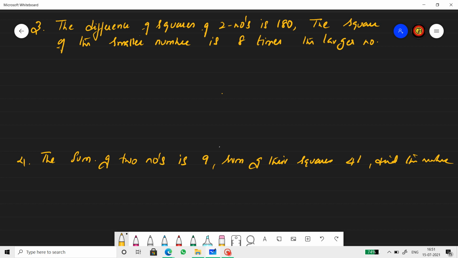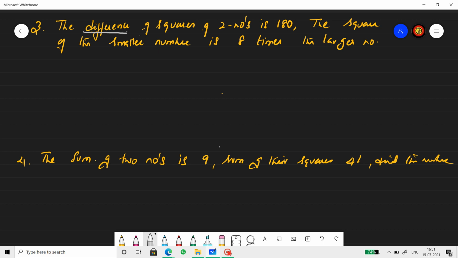Third question: the difference of squares of two numbers is 180. The square of the smaller number is 8 times the larger number. Difference means minus, and we take the square of the two numbers.